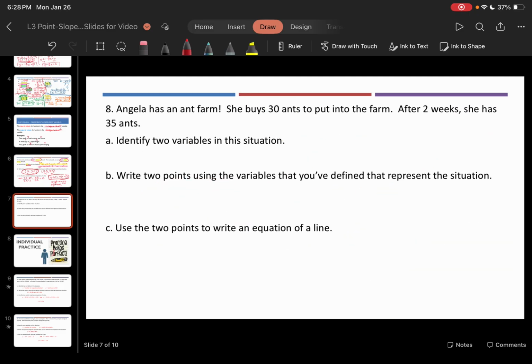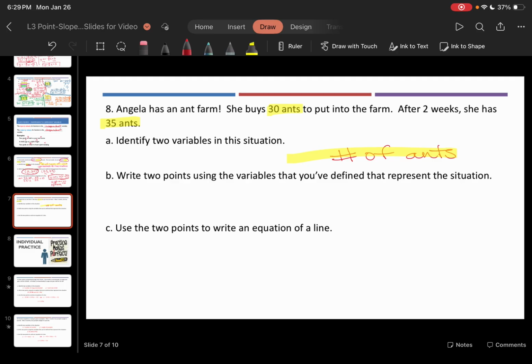All right, here we go. Angela has an ant farm. She buys 30 ants to put in the farm, and then after 2 weeks, she has 35 ants. So what is varying? What is changing in this situation? Certainly the number of ants is changing, right? Because at one point, she has 30 ants, and then at one point, she has 35 ants, right? But what else is changing?